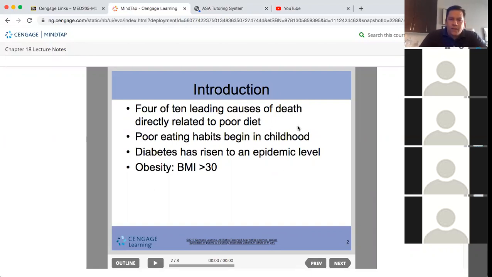4 of 10 leading causes of death are directly related to poor diet, poor eating habits beginning in childhood. Diabetes has risen to an epidemic level. Obesity is when you have a BMI higher than 30, a body mass index that is calculated with your height and weight.